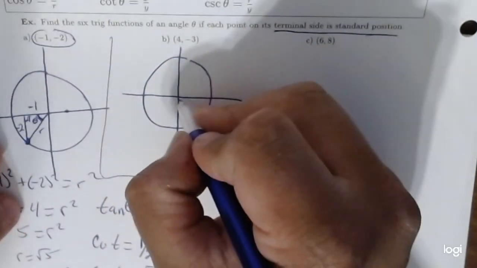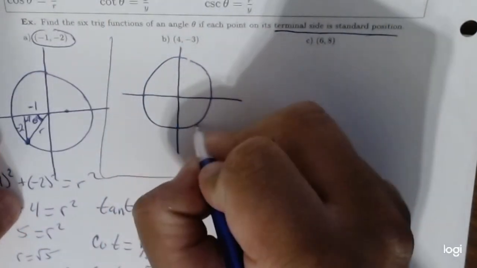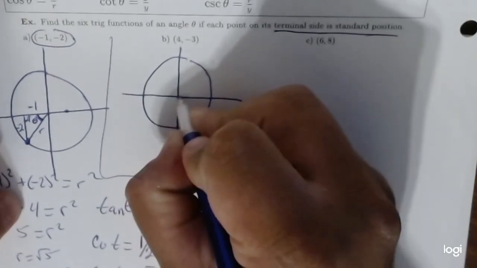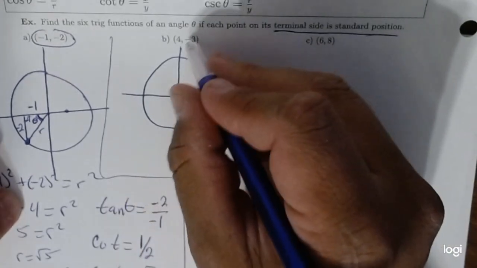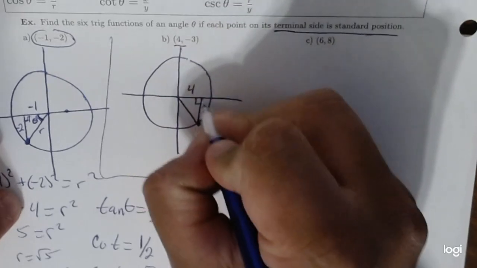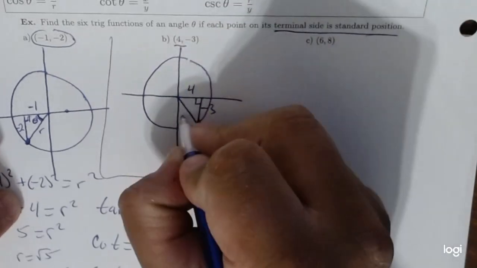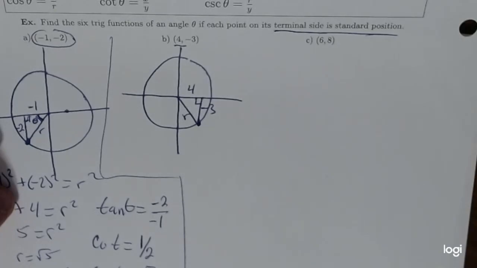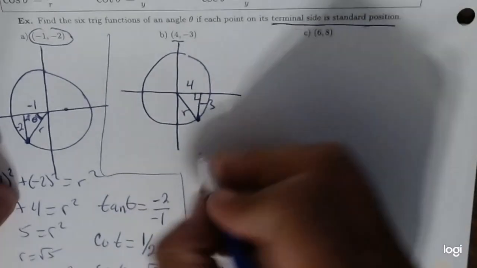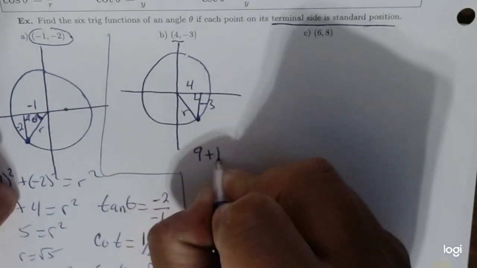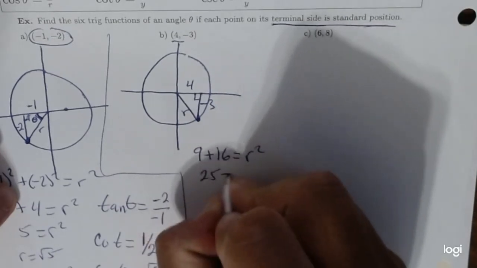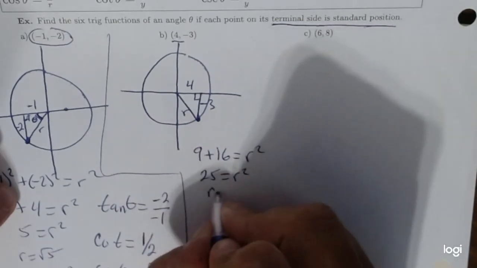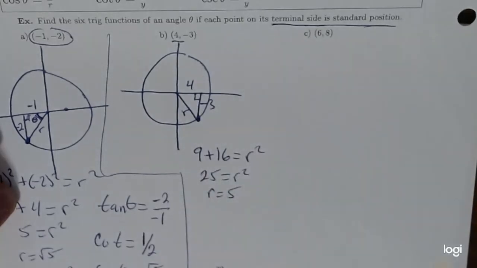So positive 4 is over here, negative 3 is down here, so here's your point. So it's 4, so that's your x, and you're going down, negative 3 as your y, and now we're going to find r to figure out the rest of them. So here we're going to have 9 plus 16 is equal to r squared, so this should give you 25. So r is going to equal 5.